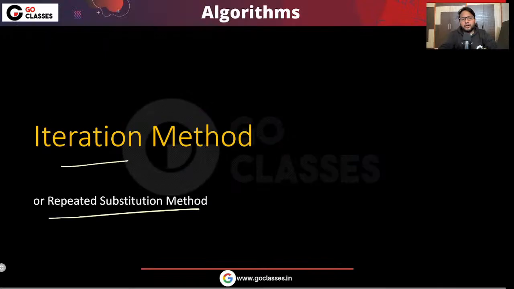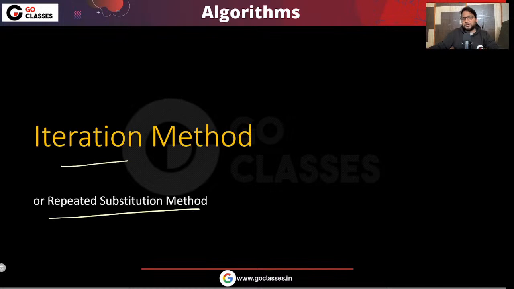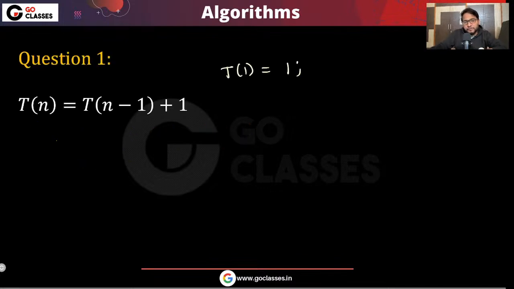Okay. Now let's see question number 1. Currently we are solving using the iteration method, which means we will be repeatedly substituting. So here Tn is equal to this, then what can you do? You can write Tn minus 1 as, can you tell me what will be Tn minus 1? It will be Tn minus 2 plus 1, isn't it?